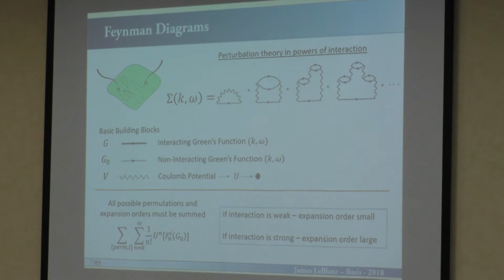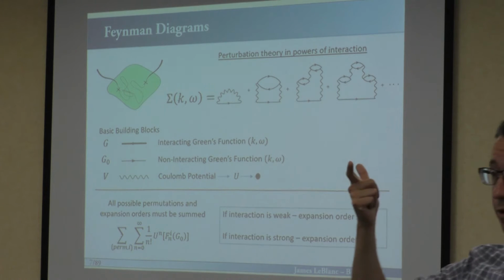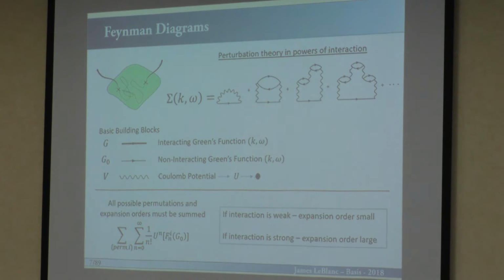But the basic building blocks of these diagrams are that they include bold Green's function lines. And a bold Green's function line is the interacting Green's function. Okay? And it is a function of the momentum of the electron and the frequency of the electron, or through Fourier transforms, the spatial location and the time variables. Okay? The other building block is a thin line. All of these lines in this diagram are thin lines. They're given the symbol G0. These are non-interacting Green's functions.